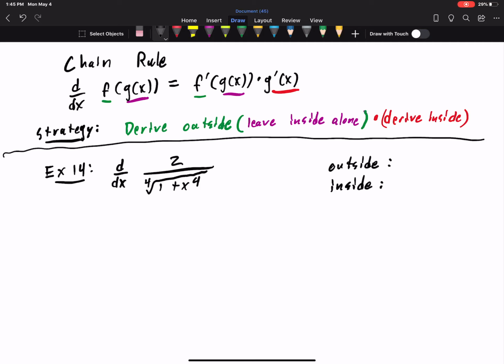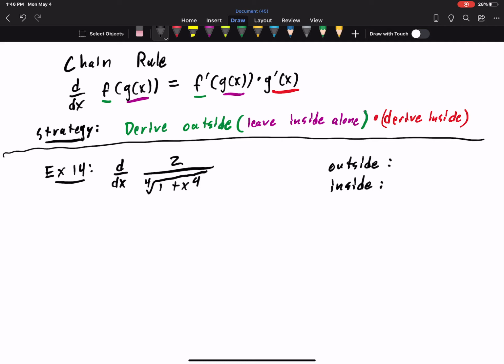Moving on to example number 14, we are deriving 2 over the 4th root of 1 plus x to the 4th. This is going to work very much similar to the last example, but the last example was far more complicated, to be completely honest. But the idea remains here. The core thing that we want to worry about here is simplifying this enough algebraically before we take our derivative using the chain rule, so that power rule becomes very easy to use in this case.